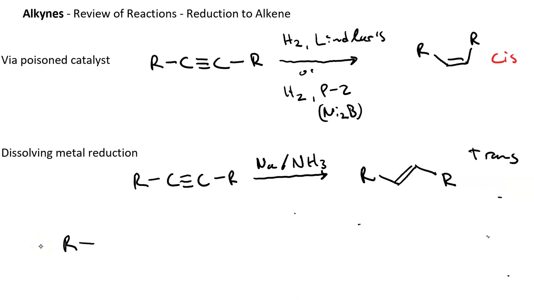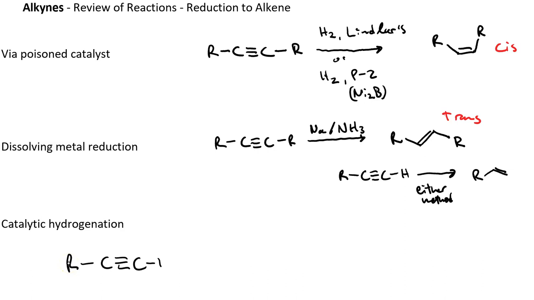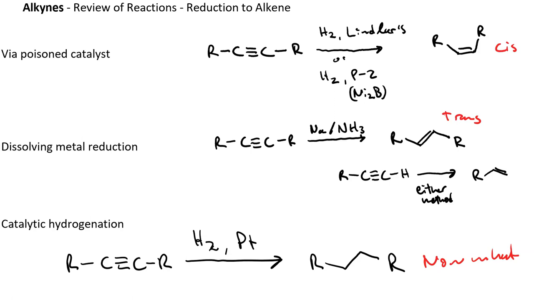If you have a terminal alkyne and you reduce it to an alkene, you end up with the terminal alkene, which is neither cis nor trans. So you can use either method. And if you do catalytic hydrogenation of an alkyne where you don't use a poison catalyst, so H2 and platinum or palladium, you just get an alkane. You reduce all the way. For now, this is a synthetic dead end, so we should avoid it. Actually, we'll learn how to deal with an alkane when we get to the chapter on radicals, but for now, you're stuck if you get all the way to an alkane.